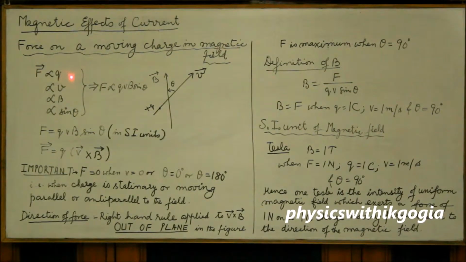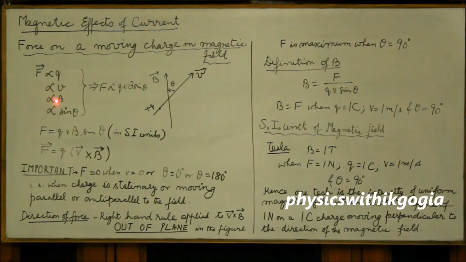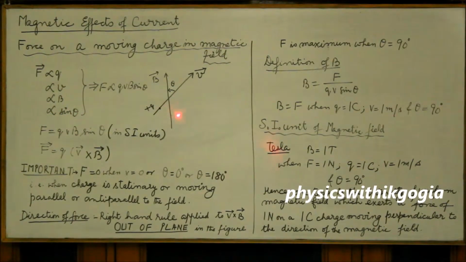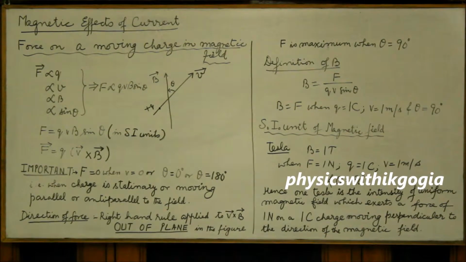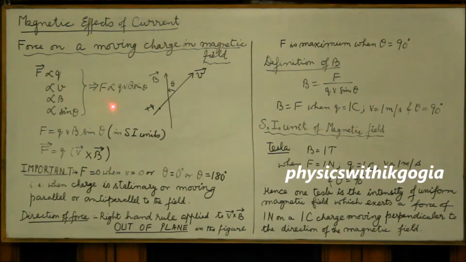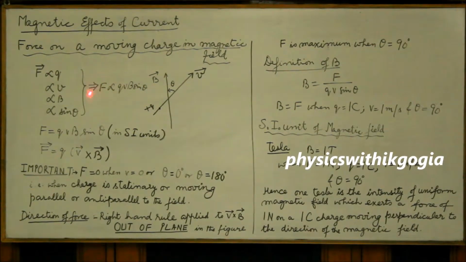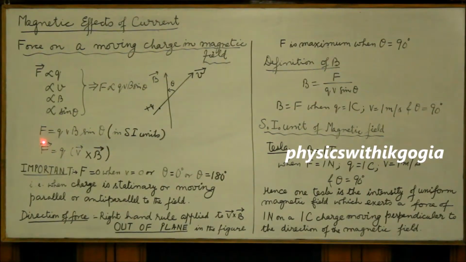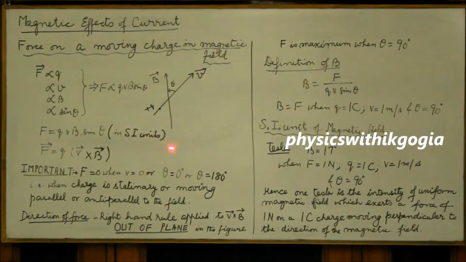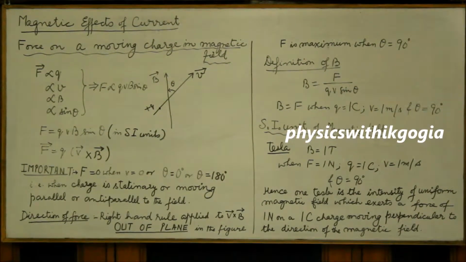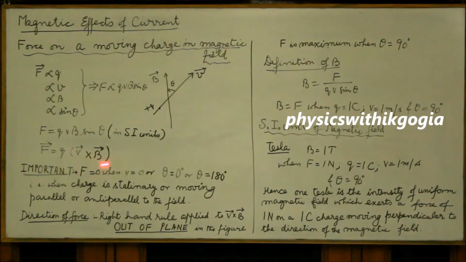The force is directly proportional to the magnitude of charge, the speed, the intensity of the magnetic field, and sine theta, where theta is the angle between the velocity vector and the magnetic field. Combining the factors, we get F proportional to Q V B sine theta. In SI units, the constant of proportionality happens to be 1. So we get F is equal to Q V B sine theta in SI system of units. Vectorially speaking, the force vector F is Q V cross B.